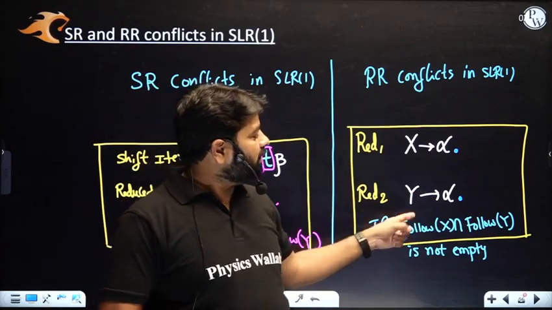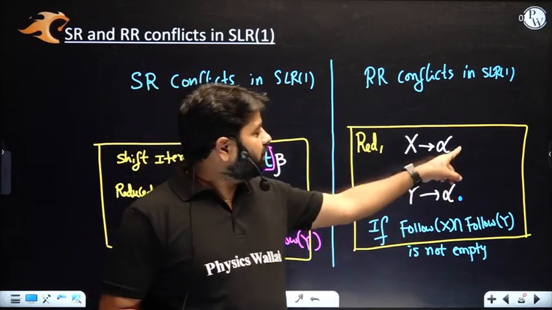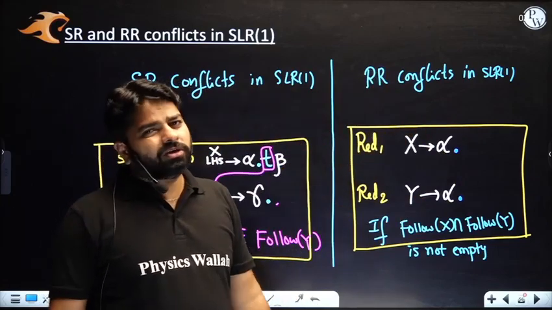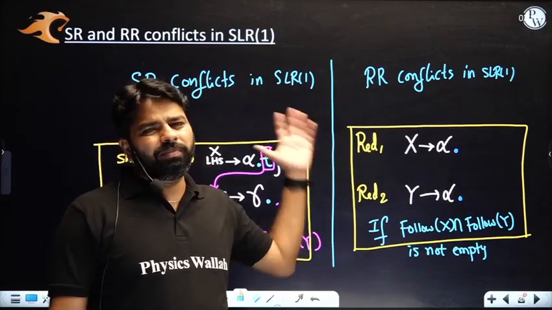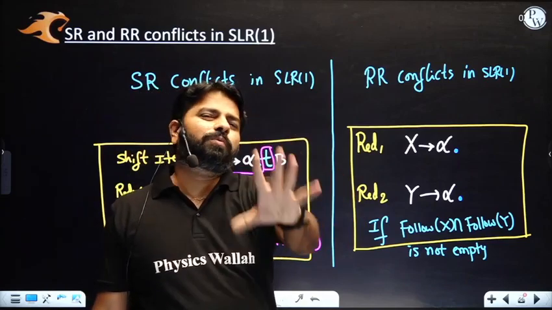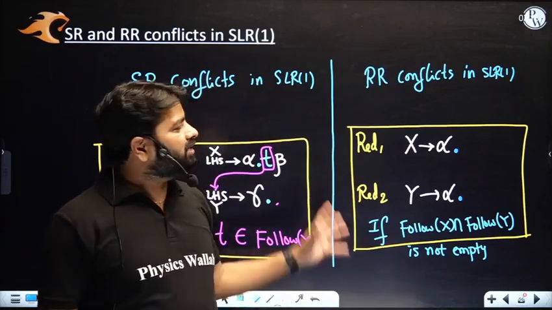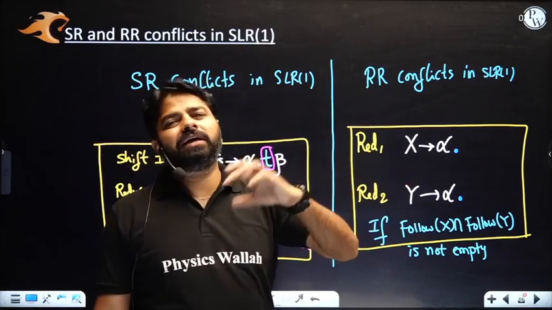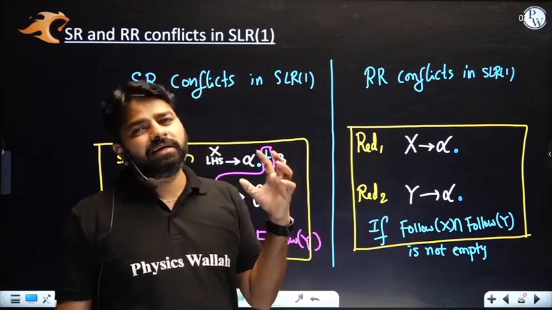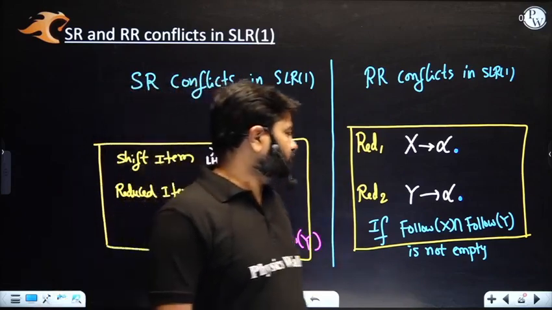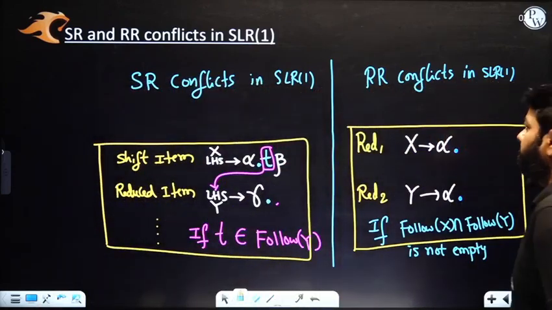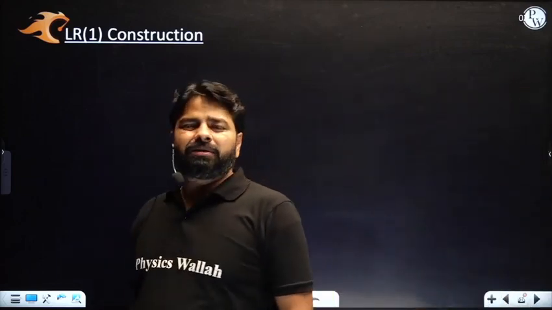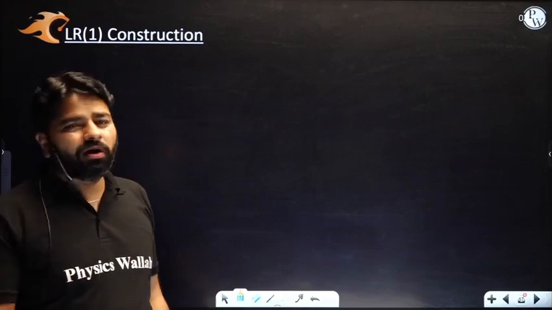Should I reduce this or this? I am not clear, because the terminal is in both of them. Then we produce an RR conflict. Can you check this RR conflict now? Previously both are LR0, so no problem at all. When the grammar is LR0, it is definitely SLR1. We are going to check these grammars later on, but understand how you do each one.